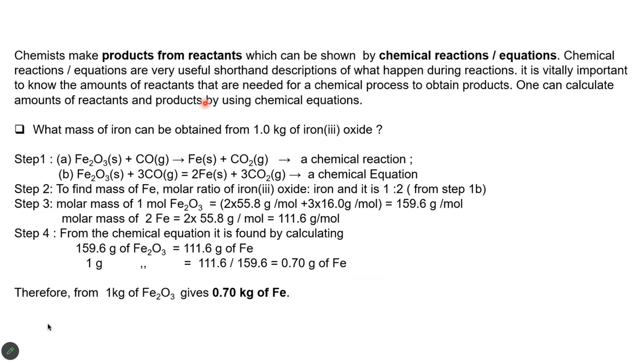Well, you see, chemists always represent reactants and products by chemical reactions or equations. I will here discuss what we call chemical reactions and chemical equations. Example here. The first step: there is a problem. What mass of iron can be obtained from 1 kilogram of iron trioxide? If you want to write the chemical reaction of it, here it is.